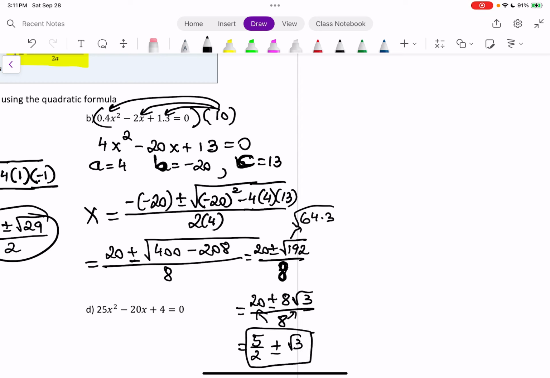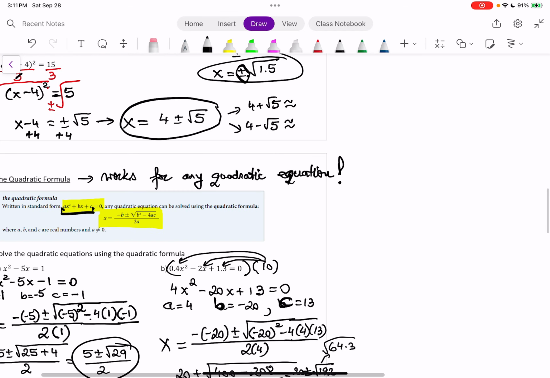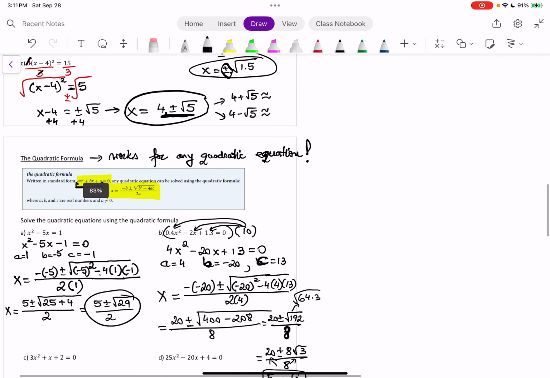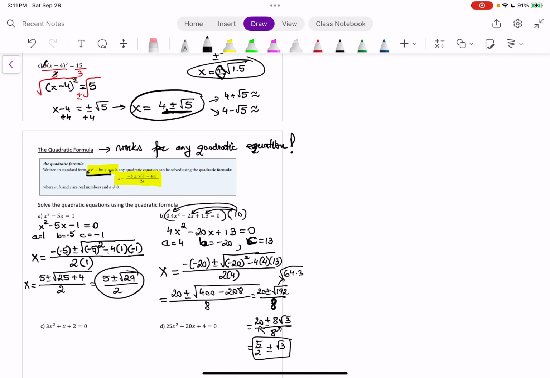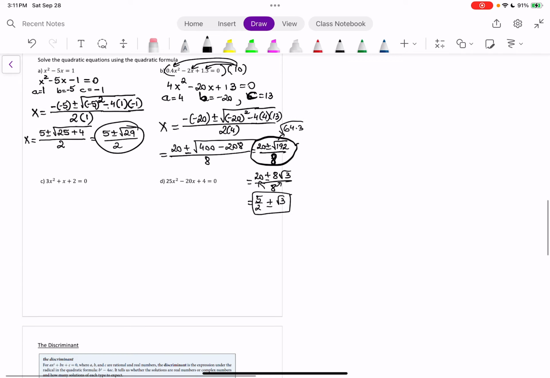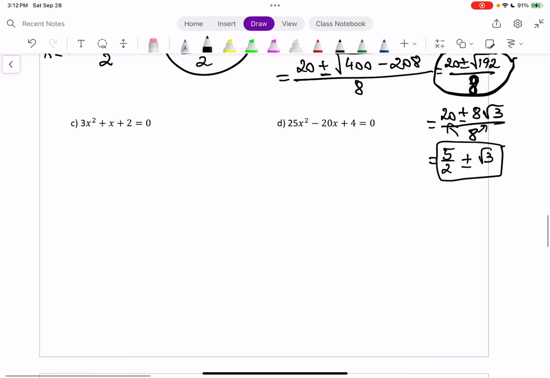So the answer is much nicer: 5 halves, or 2.5, plus or minus the square root of 3. So what I'm saying is that these answers will always come out to a number plus or minus some kind of square root value. But it's totally fine for me to leave the answer like this. All right, let's try a couple more.